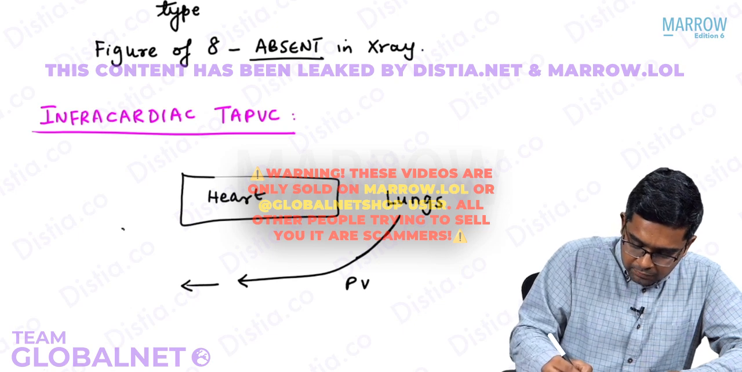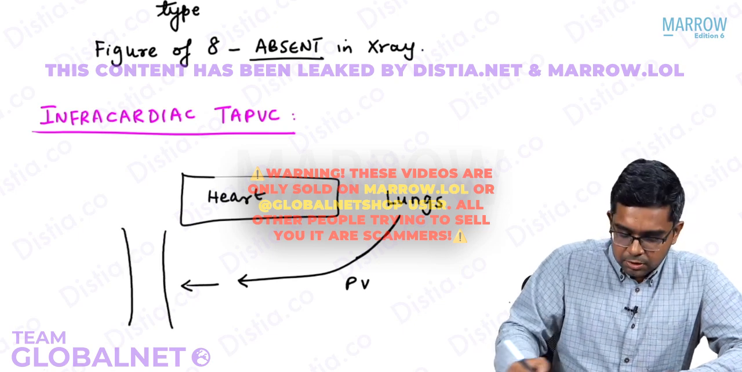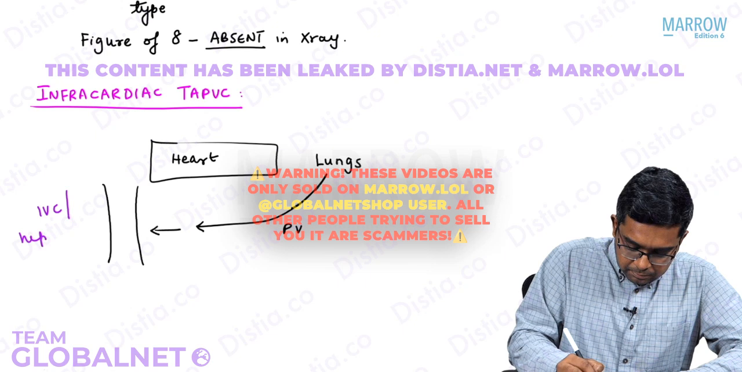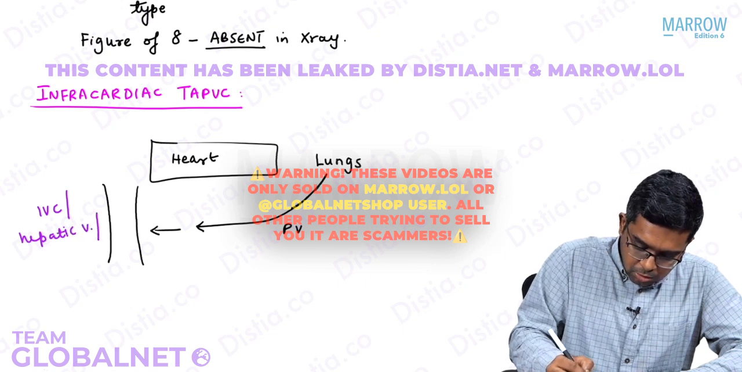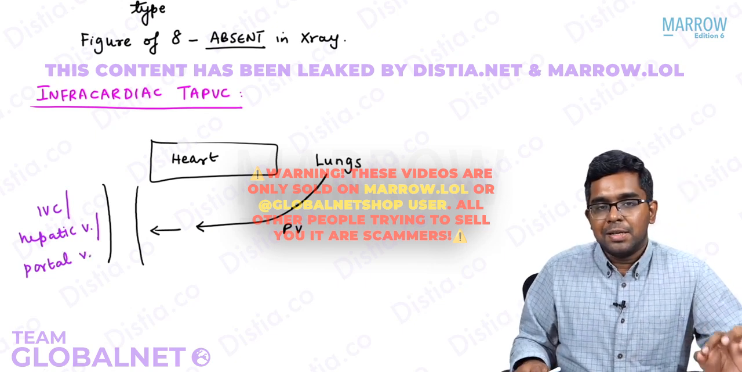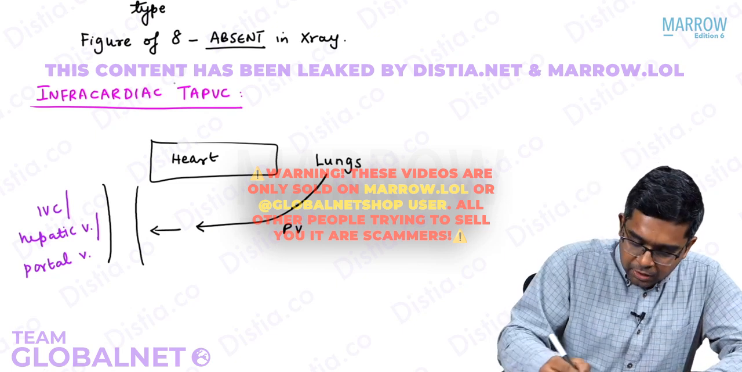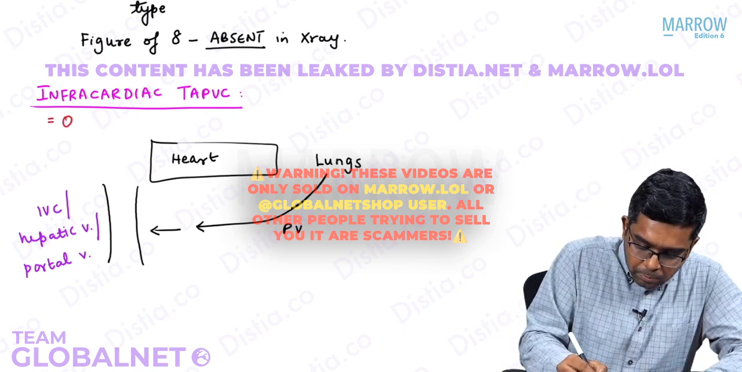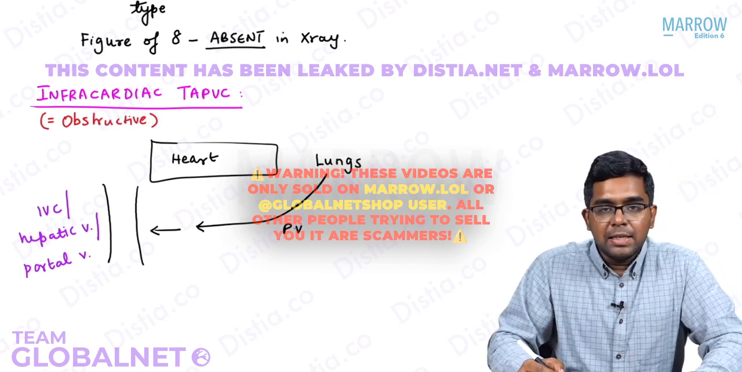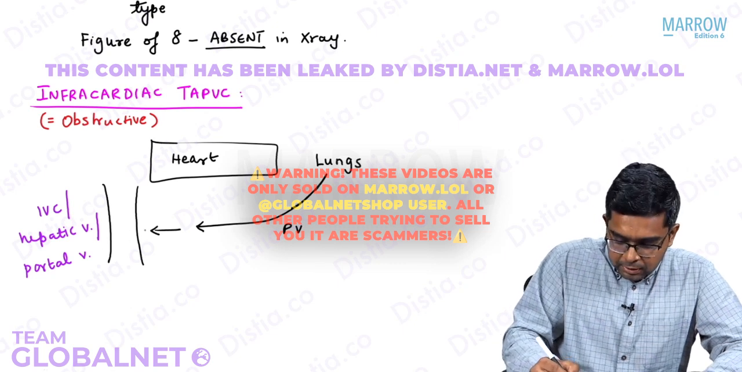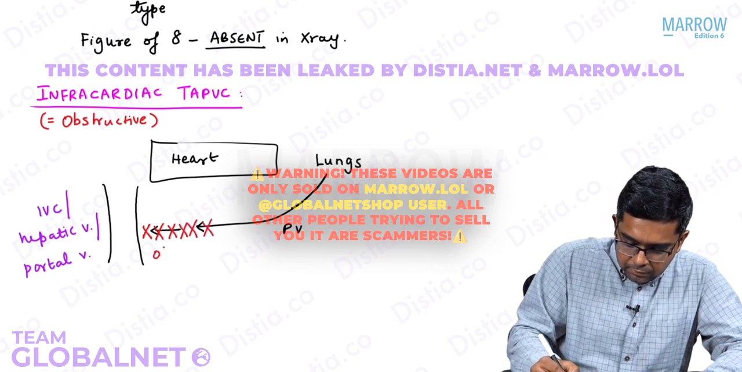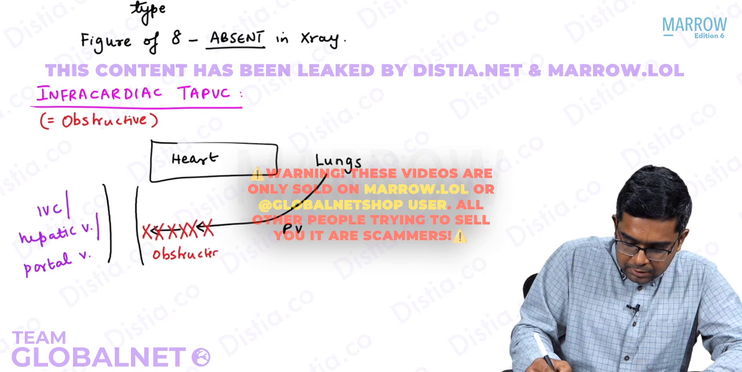And they will join a venous structure here. This venous structure could either be the IVC, or the hepatic vein, or the portal vein. Any of these structures it can connect into. But here is a major problem. What is that? Infracardiac TAPVC is also called obstructive TAPVC. Why? Because at the level where they are joining with these veins, the pulmonary veins undergo a lot of obstructive changes here. So all this area will undergo obstruction. That is a major point.